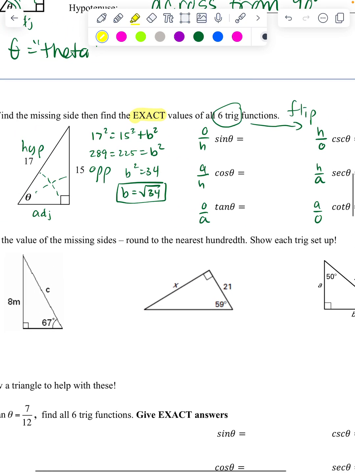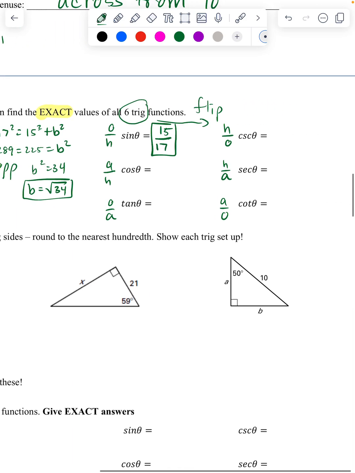So now I'm just going to start putting these three numbers that I got in their proper spots. So sine is opposite, which is 15, over hypotenuse, which is 17, and I'm done. For cosecant, I'm going to flip that over, and I'm done.